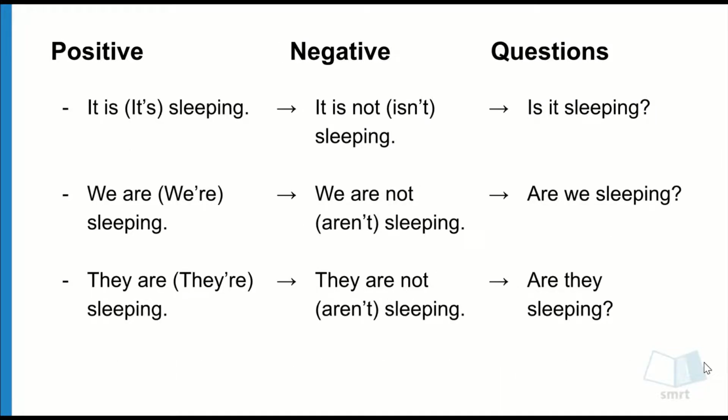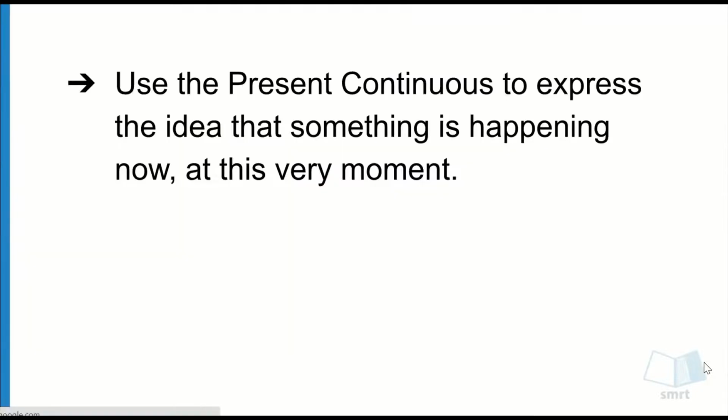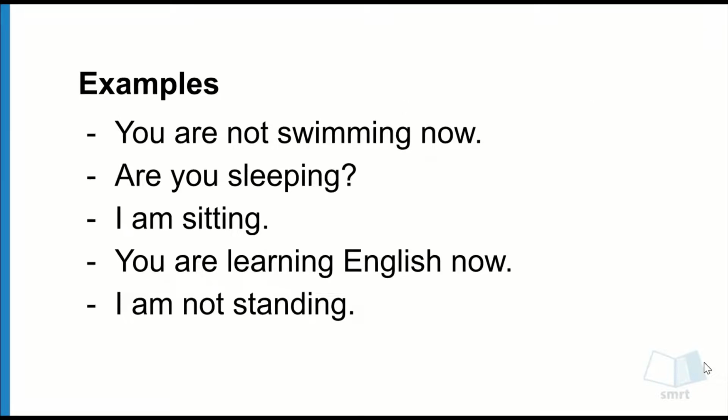And here we have some more examples. Okay, we use the present continuous for actions happening now. We use the present continuous to express the idea that something is happening now at this very moment. For example, you are not swimming now because you are learning the present continuous. Are you sleeping? No, you aren't because you are in class. I am sitting. Well, I really am sitting. You are learning English now, and I am not standing.